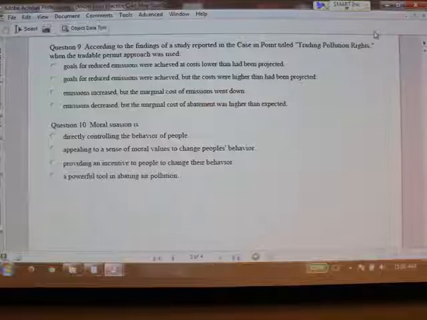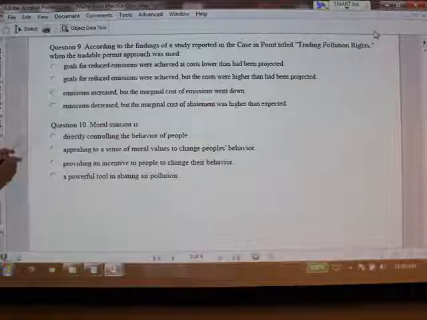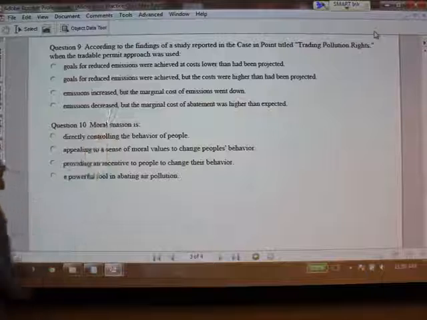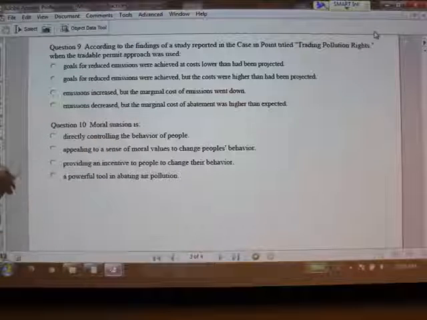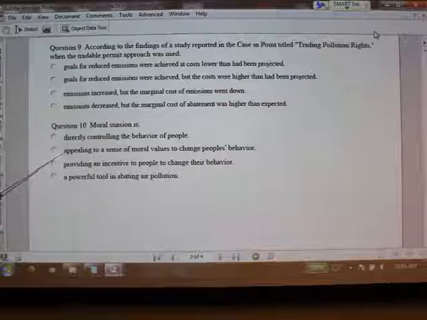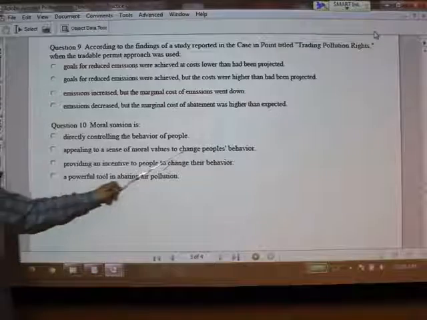Question 9, I asked you to skip this one because we did not read this case in point article. It's from a different edition. And then question 10, easy. Moral suasion is appealing to a sense, B, appealing to a sense of moral values to change people's behavior.